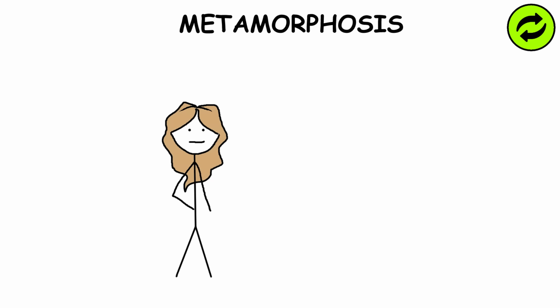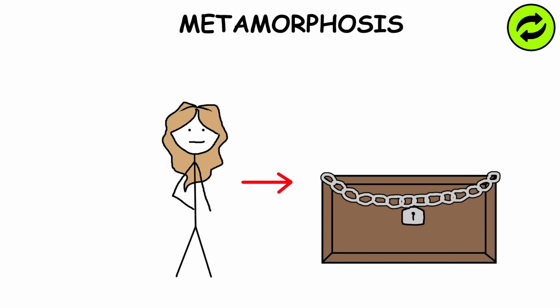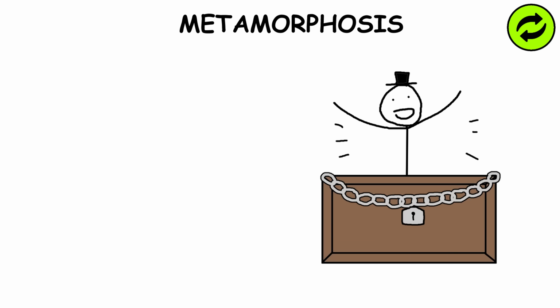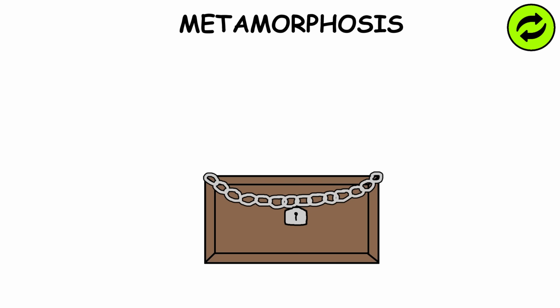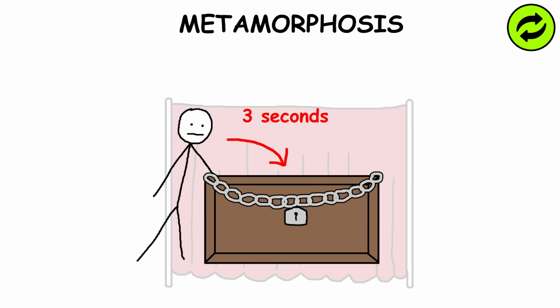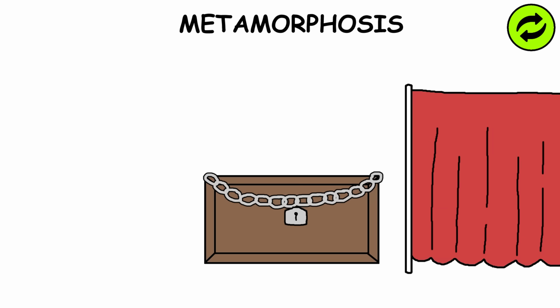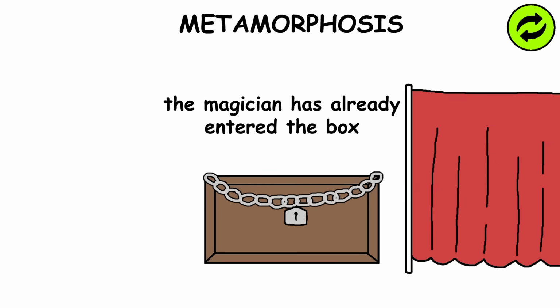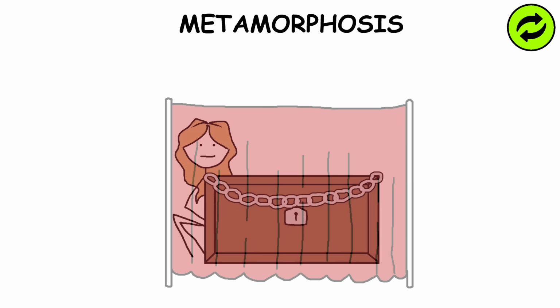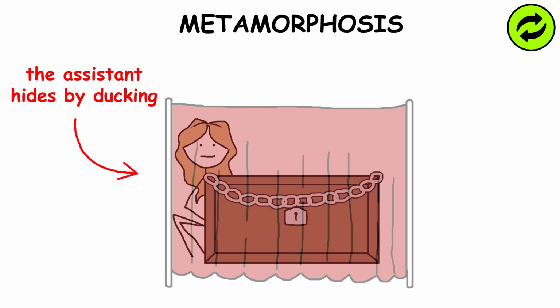Metamorphosis. The trick consists of putting the magician's assistant inside a closed box with the top lid chained and swapping it with the magician, making it seem like he teleported inside it. A curtain is then placed on the box and the magician gets in the box in 3 seconds, which is possible because the box actually misses the back part of it, allowing the assistant to slide the lid off the box and open it. When the curtain is removed, the magician has already entered the box and put the lid back on. The curtain can't be fully removed in this process because that's where the assistant hides by ducking.